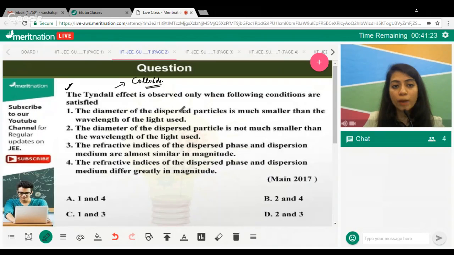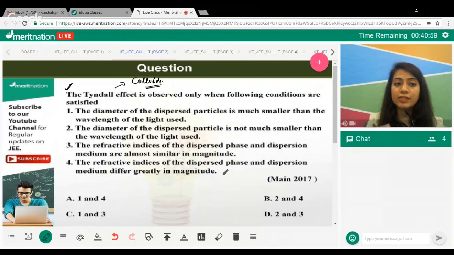So among all of these, what do you think are the necessary conditions that should be satisfied for the Tyndall effect? Tyndall effect occurs only through colloids, right? And in some cases by suspensions also. So first of all, what is Tyndall effect? The scattering of light by the colloidal particles.